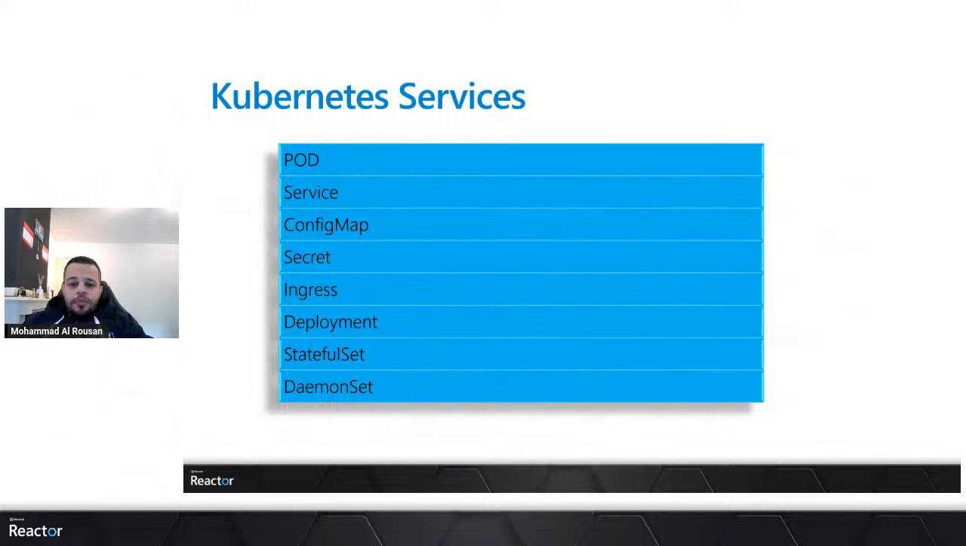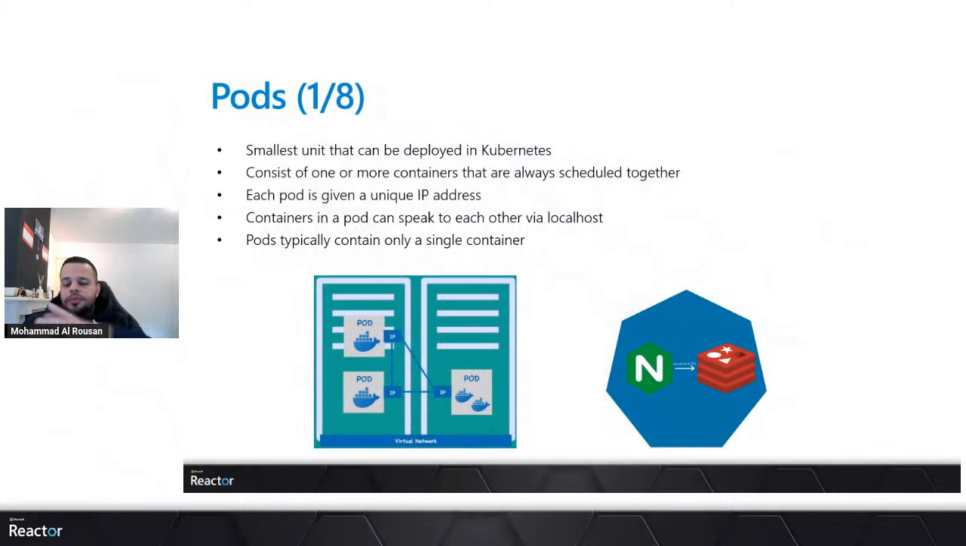We have many Kubernetes services, which we'll cover during our presentation. I have selected 8 of them, which are widely used. Starting with the first one, which is the pod. So what is a pod? Pods are the smallest unit that can be deployed in your Kubernetes, and a pod consists of one or more containers.